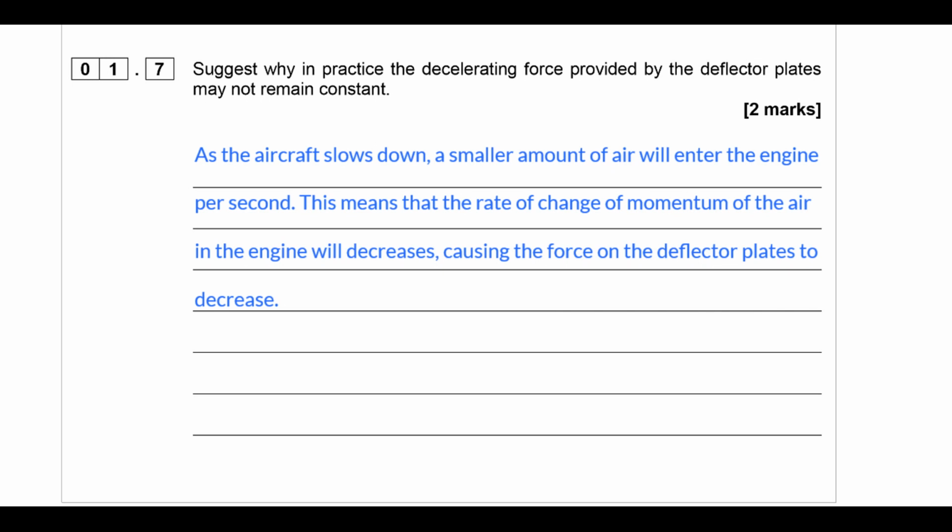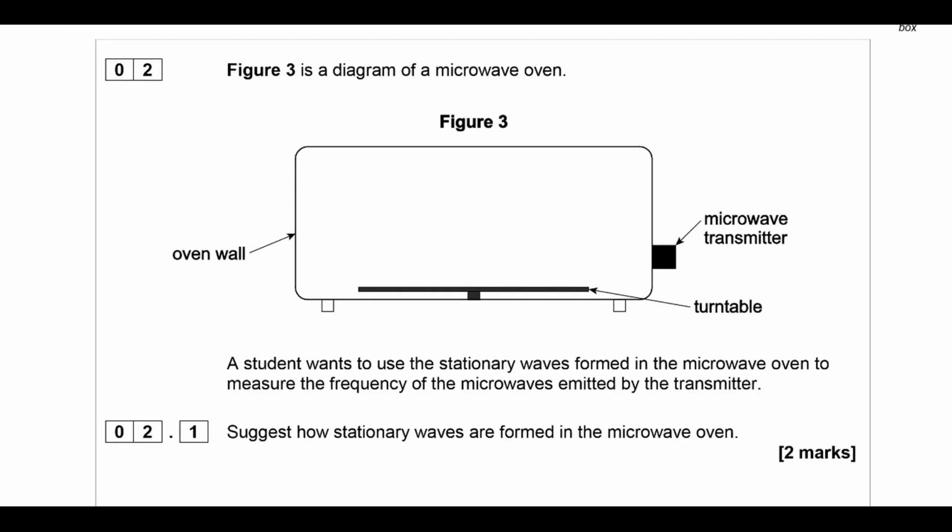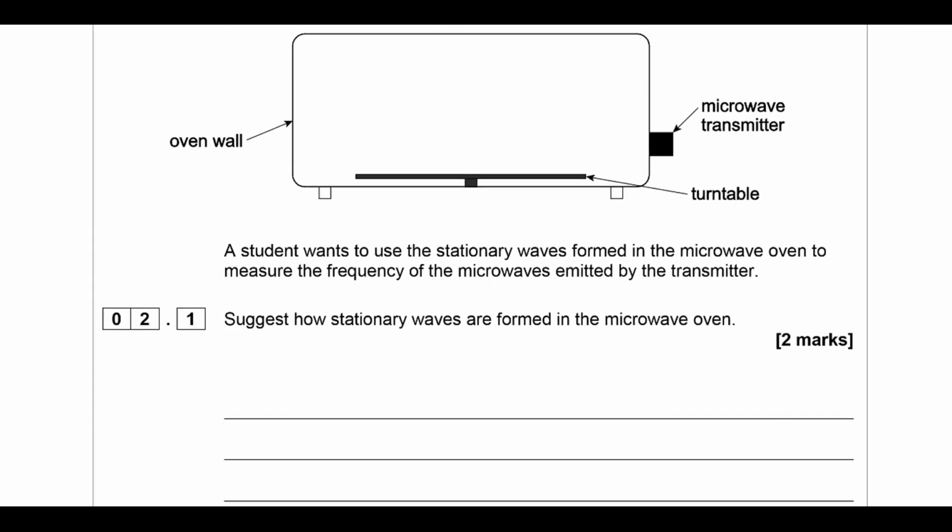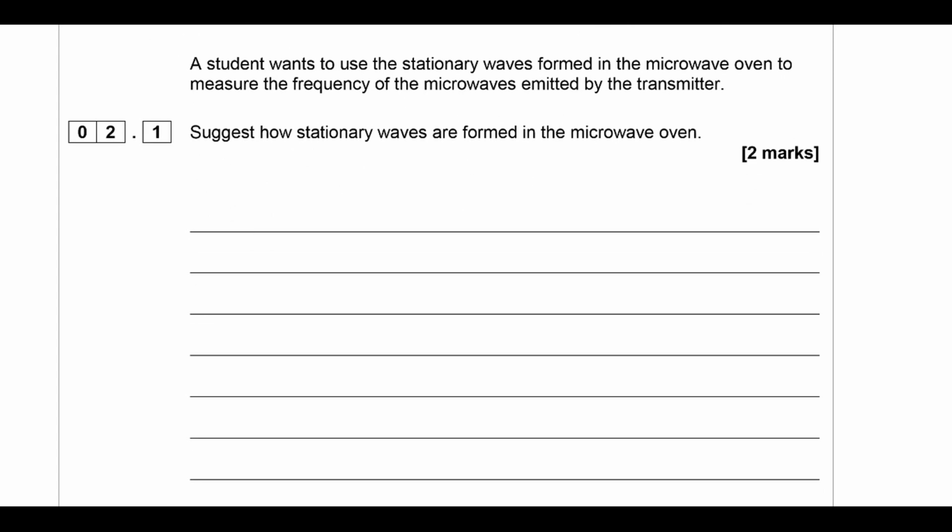Let's go on to question 2. Alright, so question 2, we've got a microwave, and we want to use it to investigate some stationary waves, and we're going to try to find the frequency of the microwaves emitted by the transmitter. So suggest how stationary waves are formed.